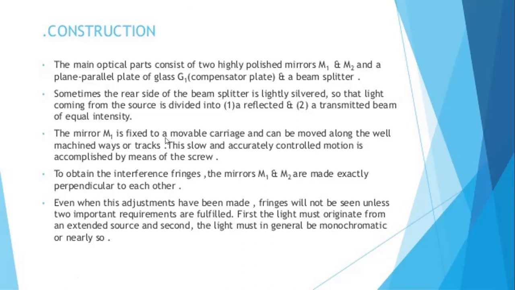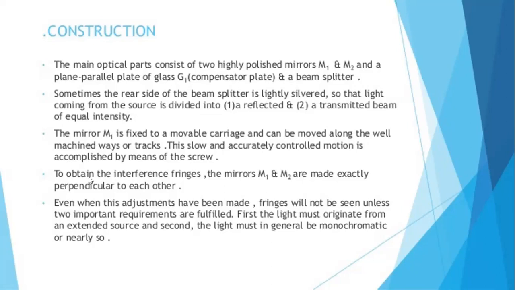So when the light is divided into two, the first one becomes the reflected beam and the second one the transmitted beam. And the mirror M1 is fixed to a movable carriage, so we can move it either way. An accurately controlled motion is accomplished by means of a screw, so we can control any movements with this.